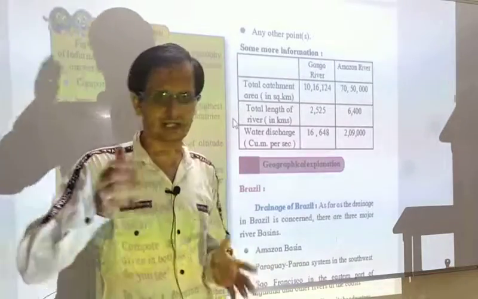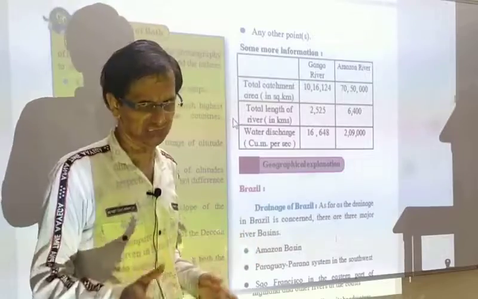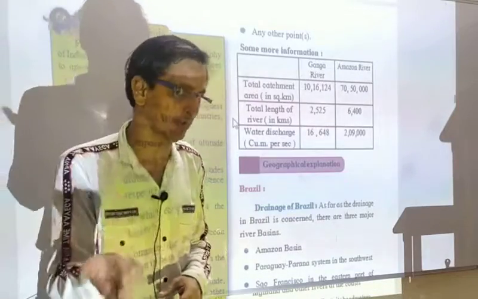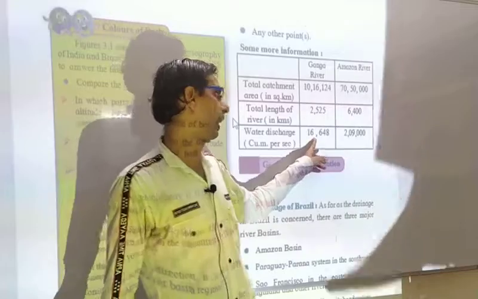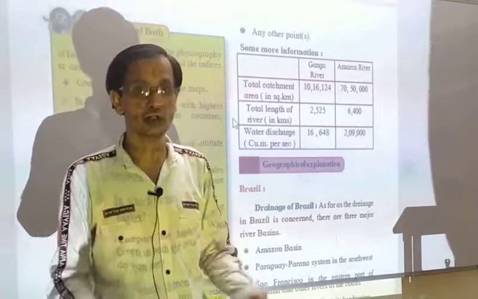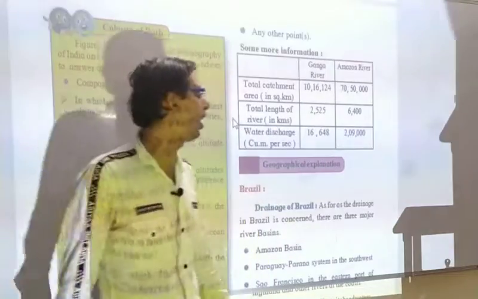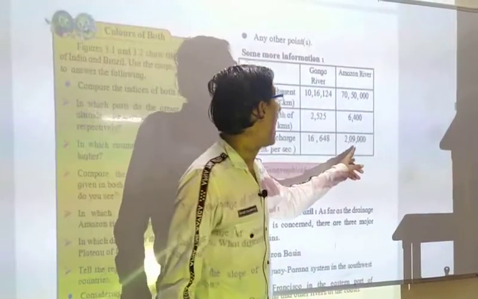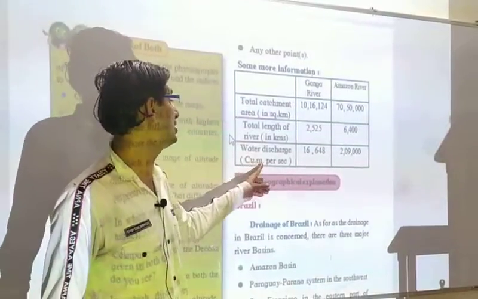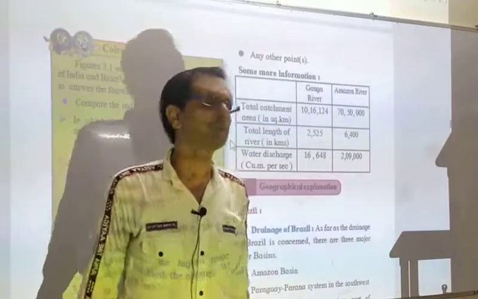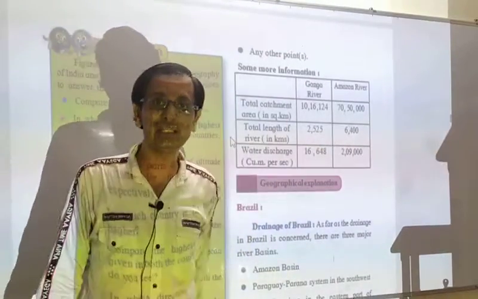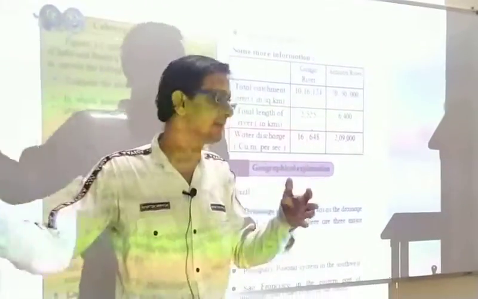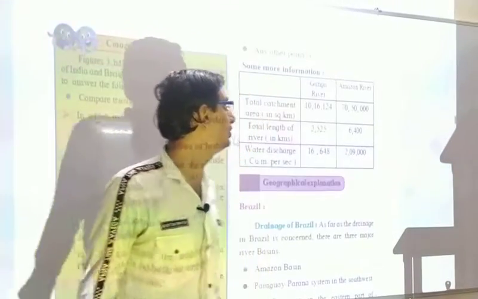Now water discharge means whatever water is flowing and discharged from that particular river, in cubic meters per second. For the Ganga river, it is 16,648 cubic meters per second. But look at the Amazon, you will be wonderstruck. You will wonder, what is this? 2,09,000 cubic meters per second. That's why I already told you that the Amazon river is gigantic.